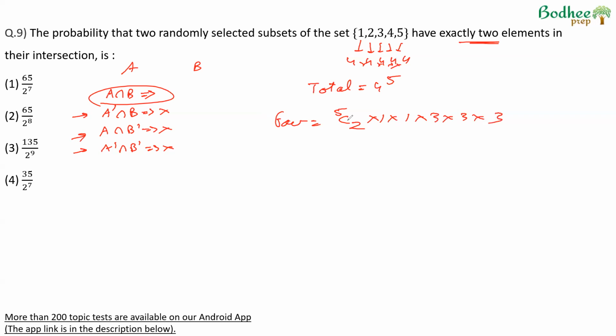These are the two common elements which have been chosen in 5C2 ways. For the remaining, three possibilities are there. Either they will be in the set A, not in B, not in A, in B, or not in both of them. And therefore the probability becomes 5C2, which is 5 into 4 by 2, that is 10, into 3 into 3 into 3 upon 4 raised to power 5.